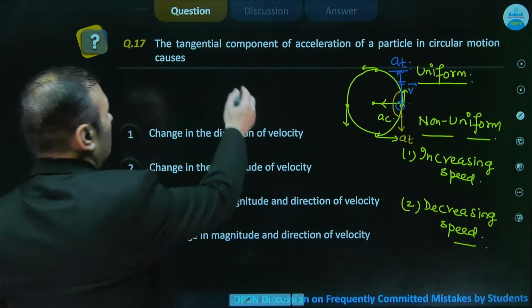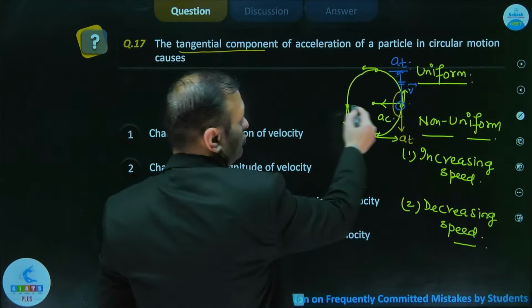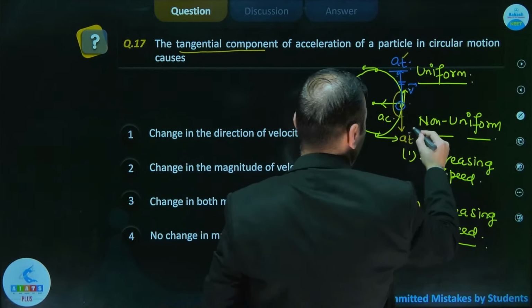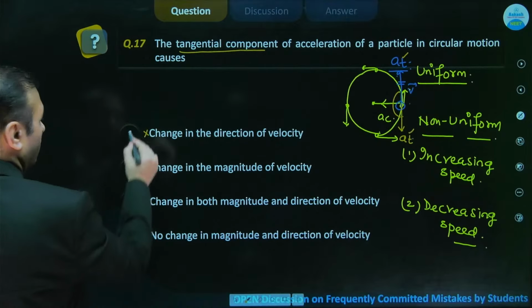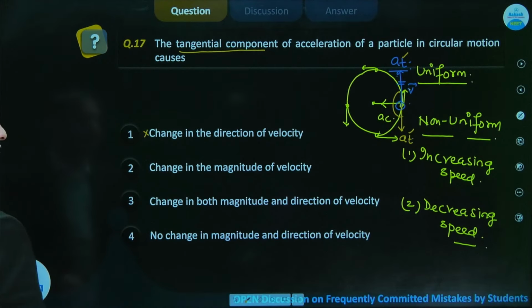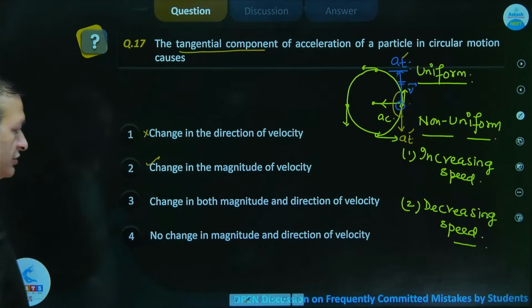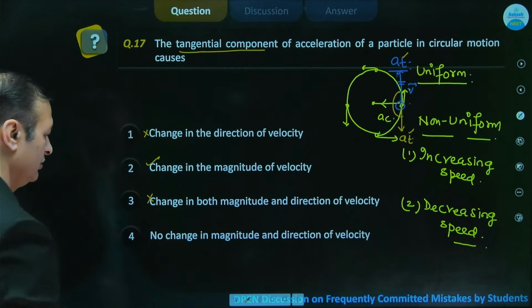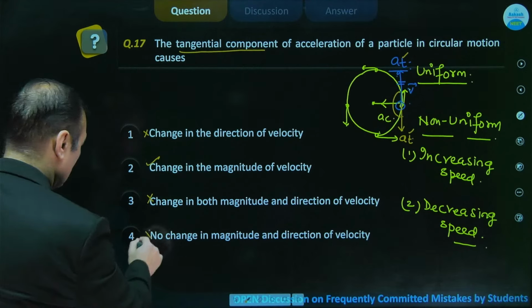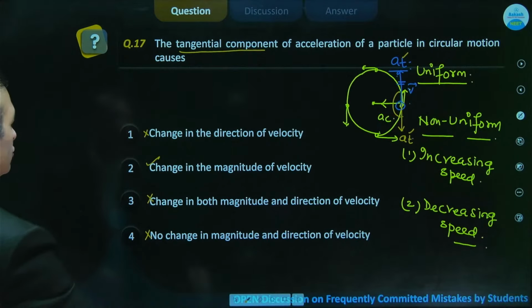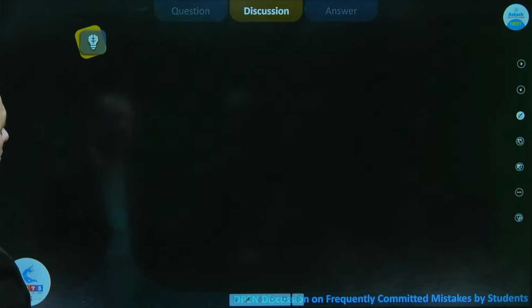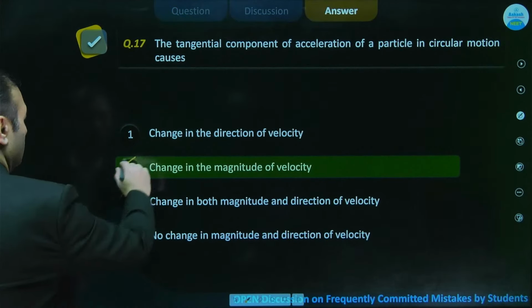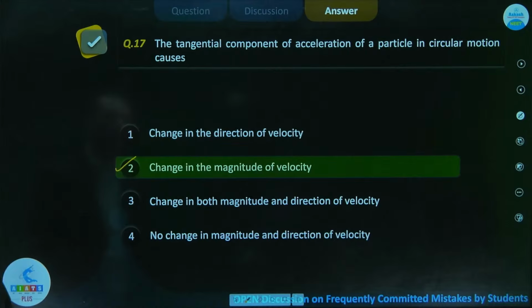So we are talking about the tangential component of the acceleration, this AT. Does it give you the change in the direction? No, because that is purely because of centripetal. Change in the magnitude, change in both magnitude and direction, no change in magnitude. So what is the answer? Second option. Yes, change in the magnitude of velocity.